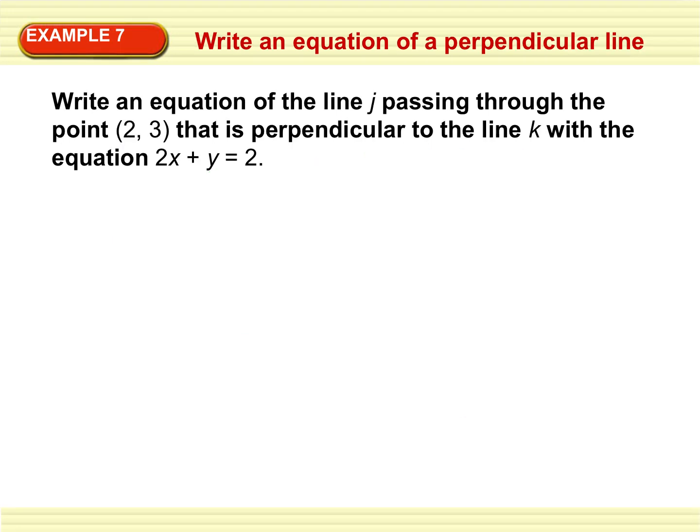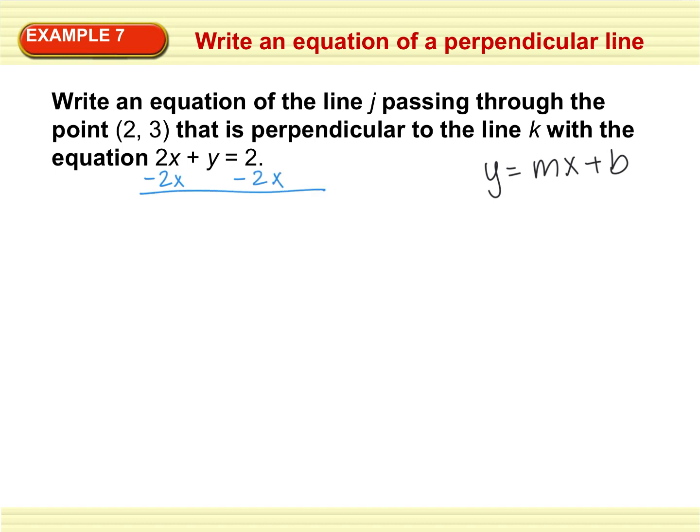So it says write an equation of the line J that passes through the point 2, 3 and is perpendicular to the line K with the equation. So they're giving me the equation for the line. I need to change that equation to y-intercept form. So I'm going to write my y-intercept form. Y equals mx plus b. So I need to solve for y. What should I do first? I'm not going to add 2x. Good. I'm going to subtract 2x.